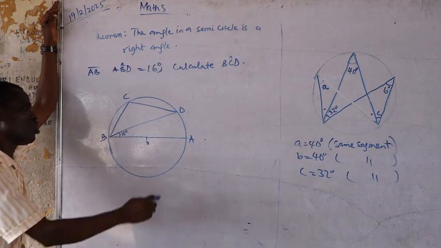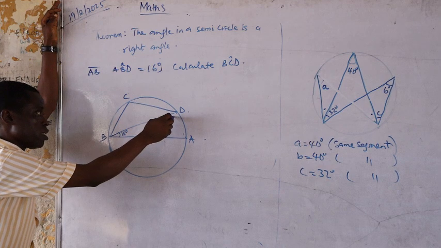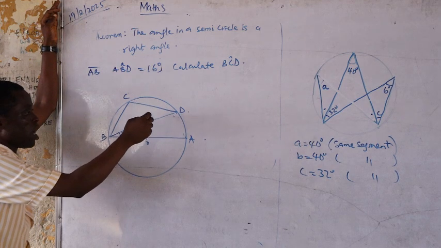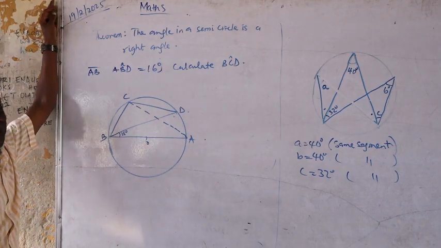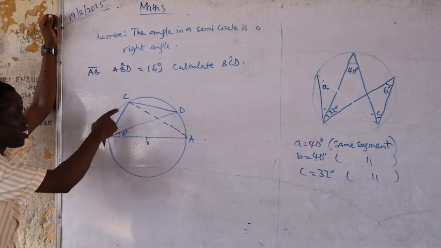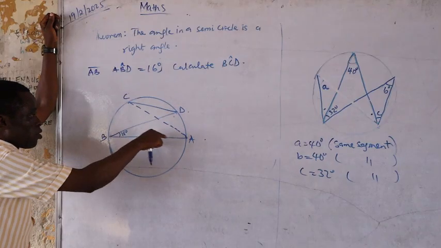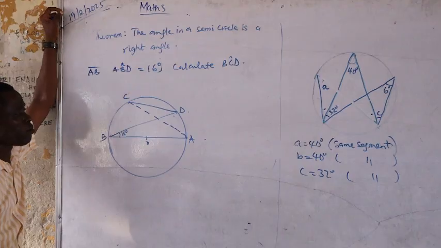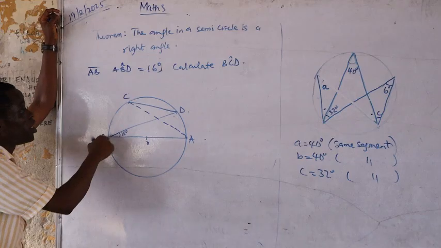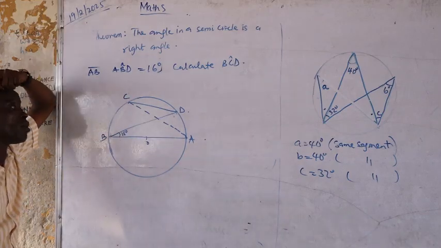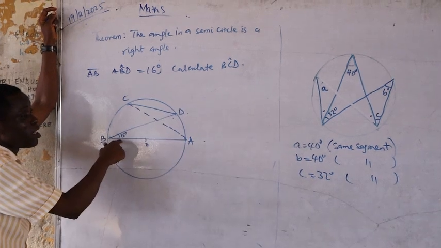You know that if I join A to D, this angle will be 90 degrees. But I don't want to do that. I want to join this to this, so that it will give me that 8. Can you now see that 8? This is 8. If I clean this line, you can see this 8 now. Which angle is equal to 16? Use 3 letters, please. B, A, D. Is 16.